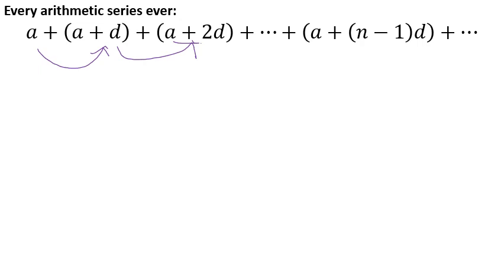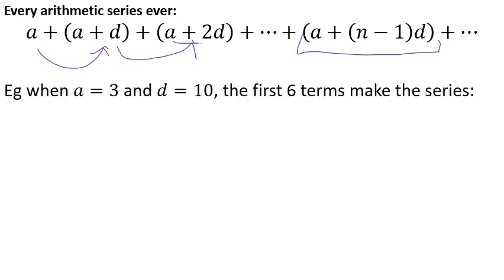So it's worth getting clear in your head this. This is the nth term of the series. The first term is a plus 0 lots of d. The second term is a plus 1d. The third term a plus 2d. The 10th term a plus 9d. And therefore the nth term a plus (n minus 1)d.